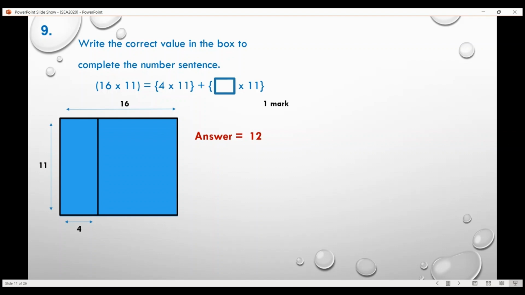And the second rectangle, that second part, we know on the right-hand side, it will be the same as the left-hand side, it's 11. So how many 11s? If the whole width across is 16, and one part is 4, that means the remainder is 16 minus 4, which is 12. So that tells us that we have 12 sets of 11.